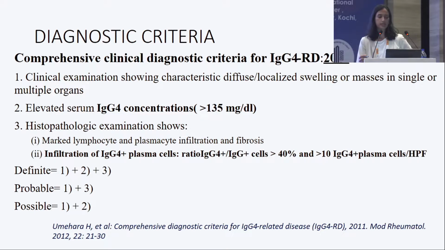The other thing is the elevated serum IgG4 concentration, which is said to be raised specifically in these cases if it is more than 135 mg per dl. So not any increase is enough for quoting it to be associated with IgG4 disease. It has to be greater than 135 mg per dl. So if you have all these three, then we call it a definite IgG4 related disease. But if you have a combination of clinical and just the pathology, then it is probable. And if you have clinical with serology, it becomes possible disease.